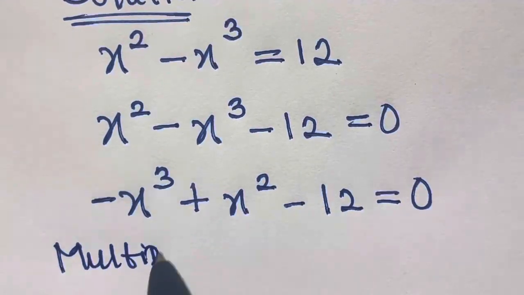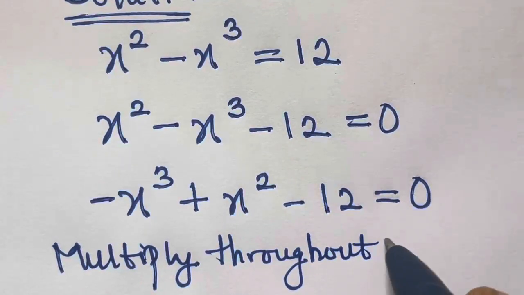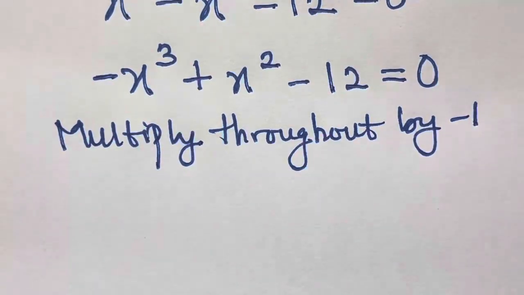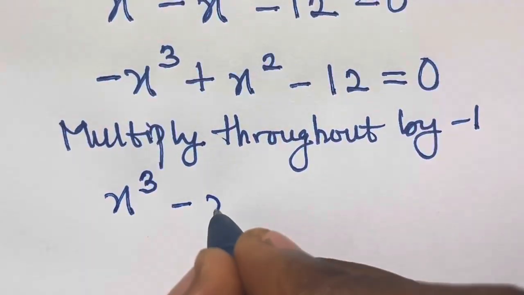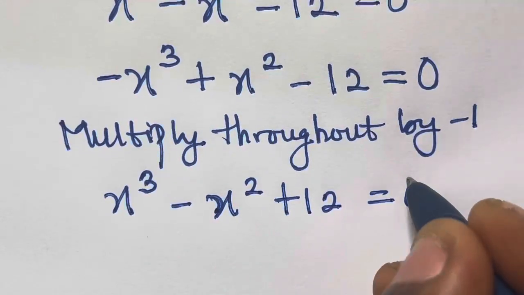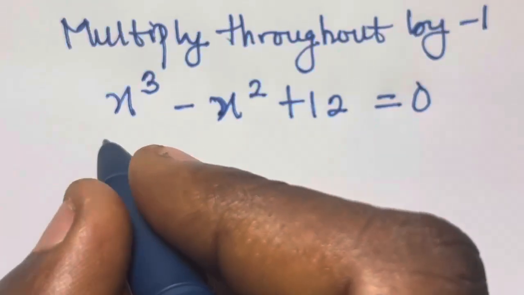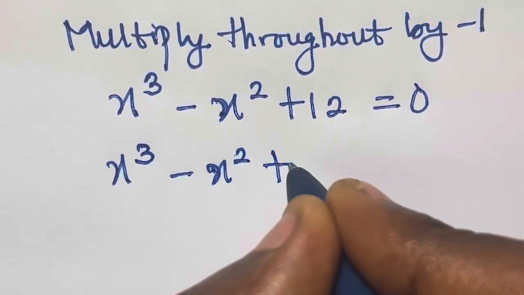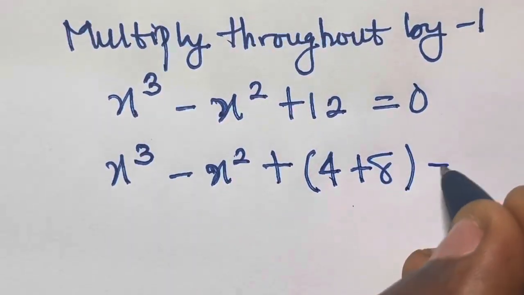Multiply throughout by minus 1, and if you do, we have x raised to the power 3 minus x raised to the power 2 plus 12 equals 0, right? So now we have x raised to the power 3 minus x squared plus we can express 12 as the sum of 4 and 8 equals 0.